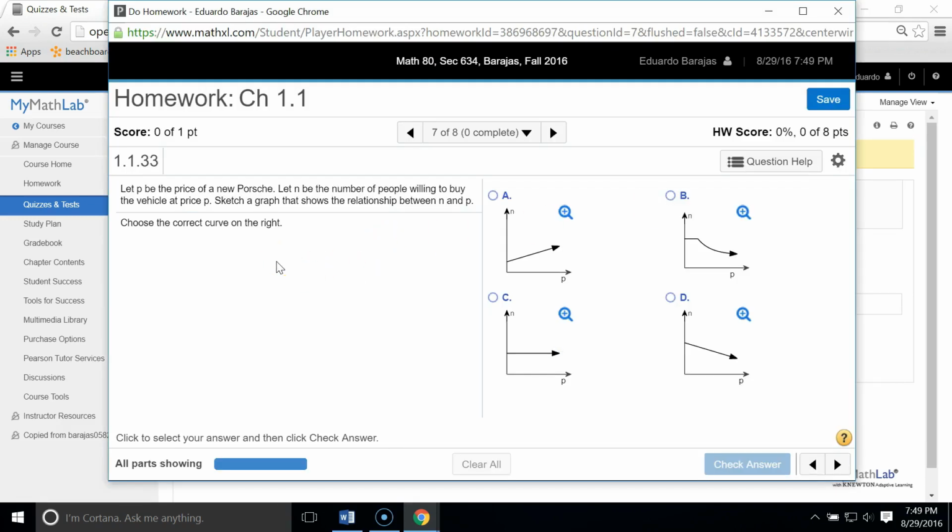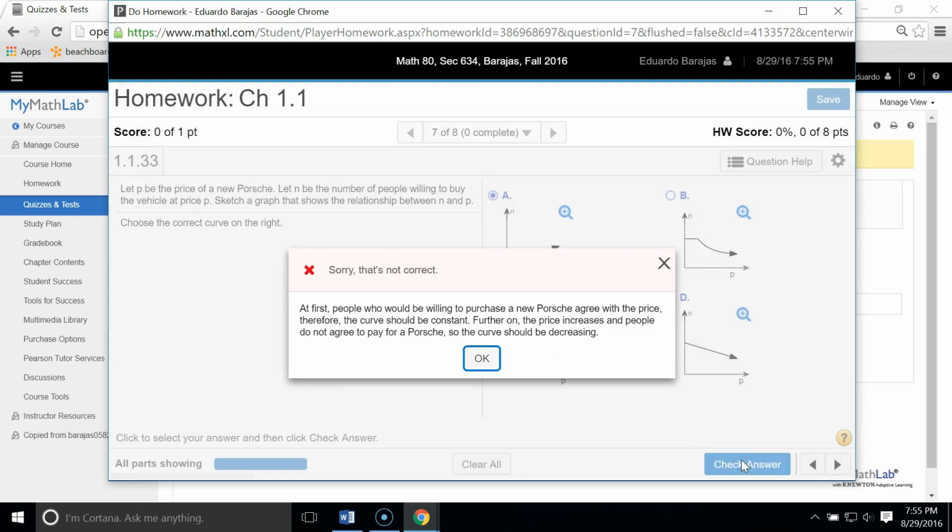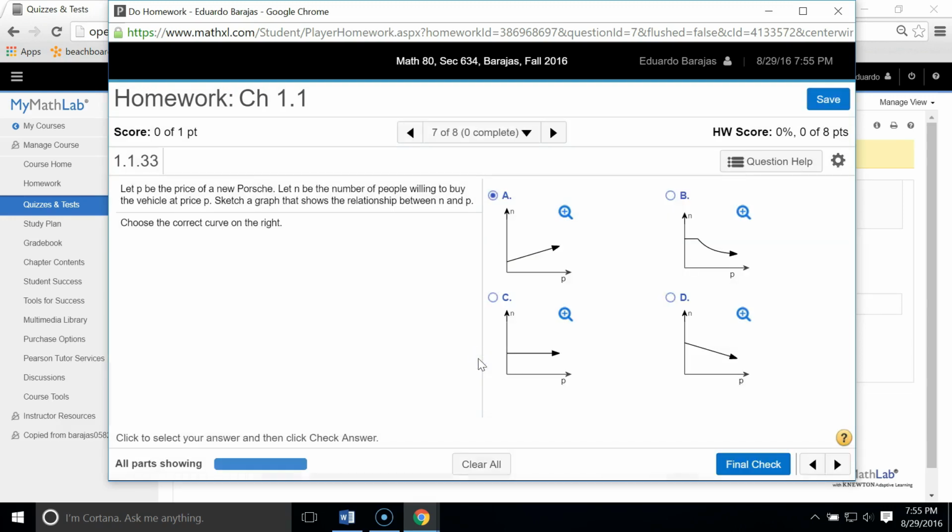So this says, let P be the price of a new Porsche, let N be the number of people willing to buy that vehicle at price P. Sketch the graph that shows the relationship between N and P. Okay, so this particular question is multiple choice. So you have to look at the graphs and see which one matches that situation. So let's say we think the answer is A. Check it. Nope, that wasn't right.